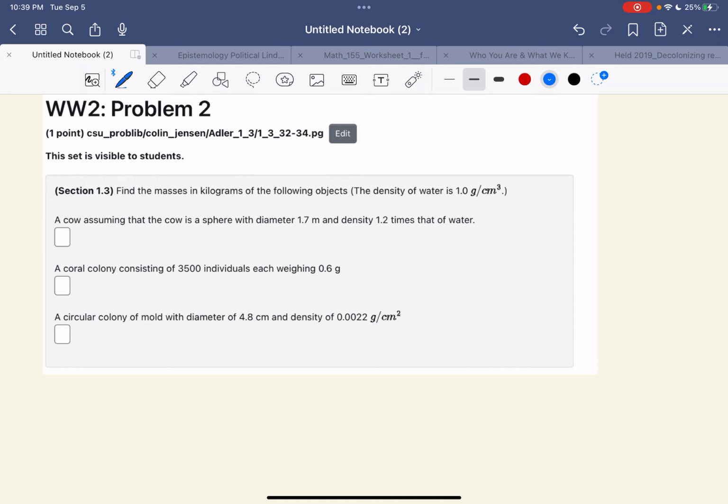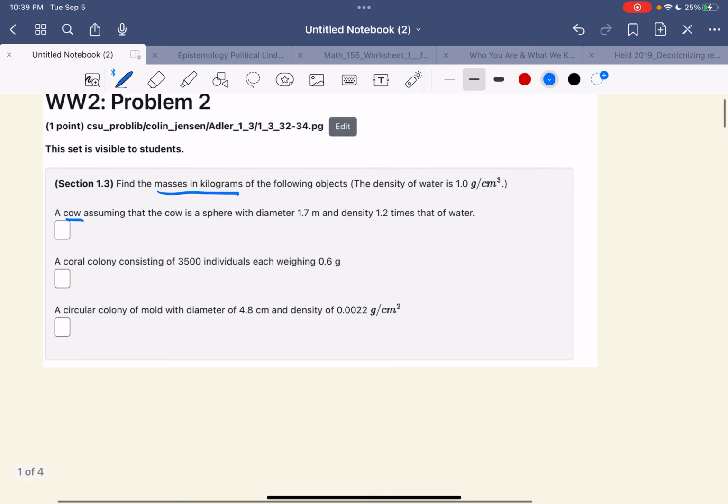Alright, we want to find the mass in kilograms of the following objects. So I'm just going to go ahead and do the cow problem, and I think that works as an example. Assuming the cow is a sphere, we should just call this the sphere problem. It has a diameter of 1.7 meters.